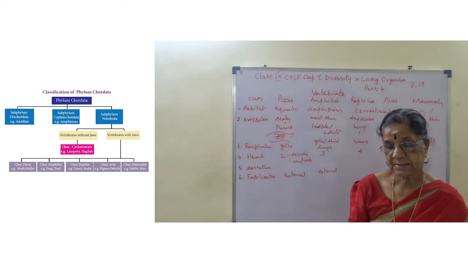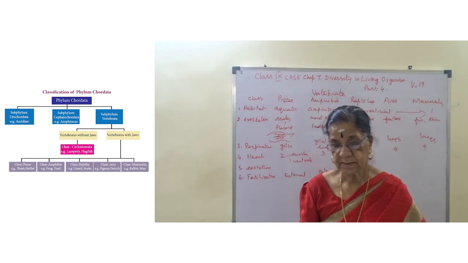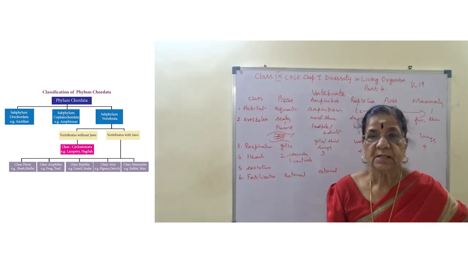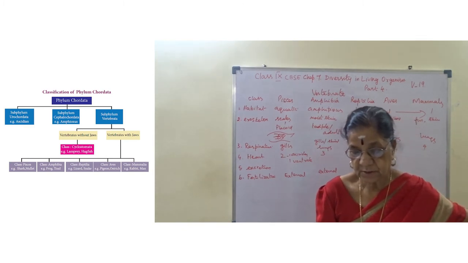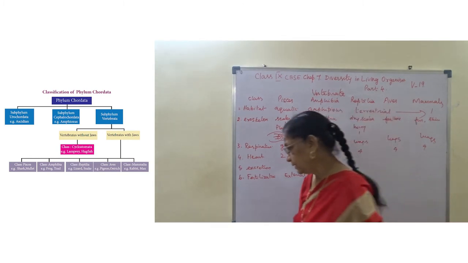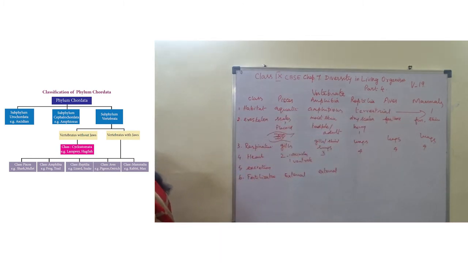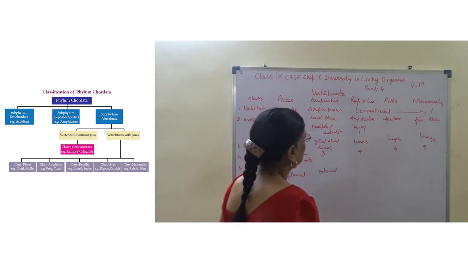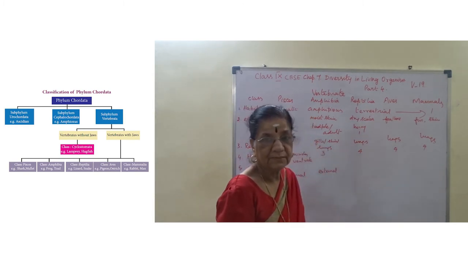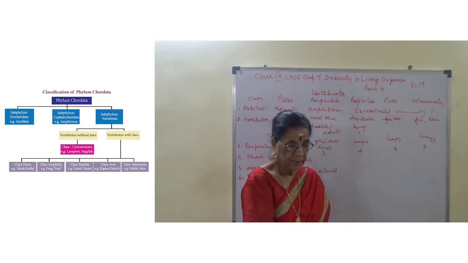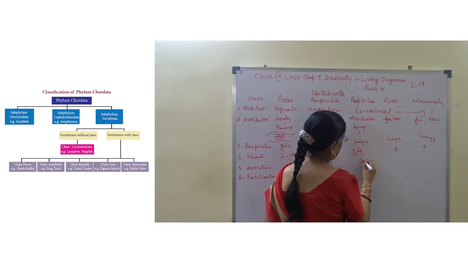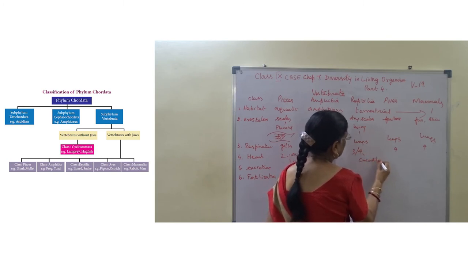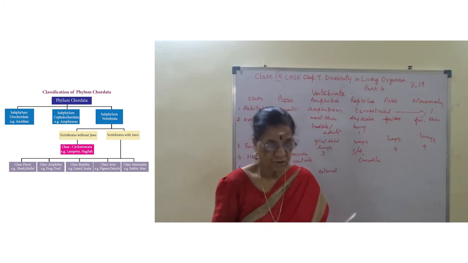Then class Reptilia: cold-blooded, have scales, dry horny scales, and respiration through the lungs. Three-chambered heart, and crocodile will have a four-chambered heart. Actually, it is a three-chambered heart but incompletely divided into four chambers, and in crocodile alone it is a four-chambered heart.